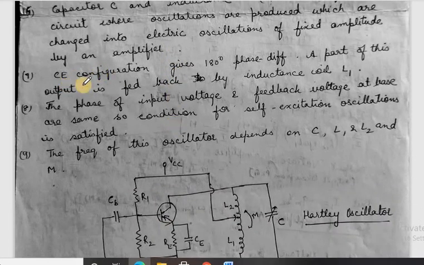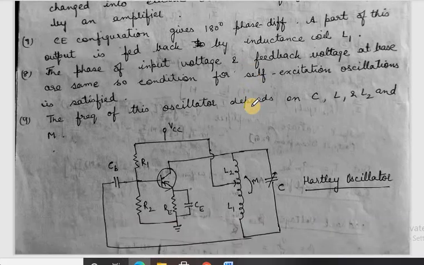Now we know common emitter configuration gives 180 degree phase difference, and a part of this output is fed back by inductance coil L1. You can see here through the inductance coil, a part of the output is again fed back into the input. The phase of the input voltage and feedback voltage at the base are the same, so conditions for self-excited oscillation are satisfied. The feedback signal is in phase with the input, so this condition is also satisfied.